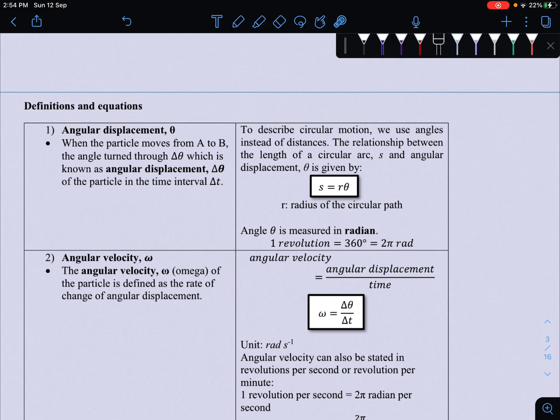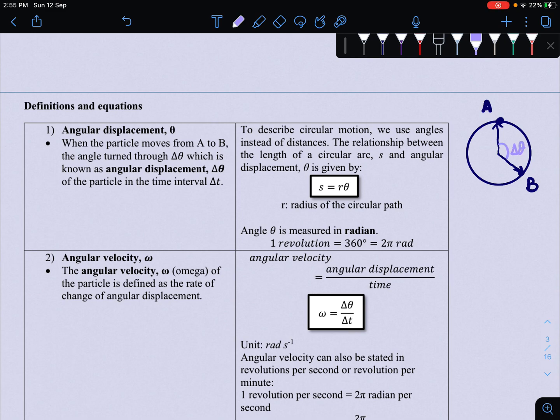Okay, so the first thing here is the angular displacement. When a particle moves from A to B, the angle turned through is theta. Let me first draw and show you the A to B. So let's say you have your object in a circle here. Your object is moving at point A initially, and then it moves to point B. So initially it was here, and it has traveled to this particular point. So your object has turned through an angle, we call it theta.